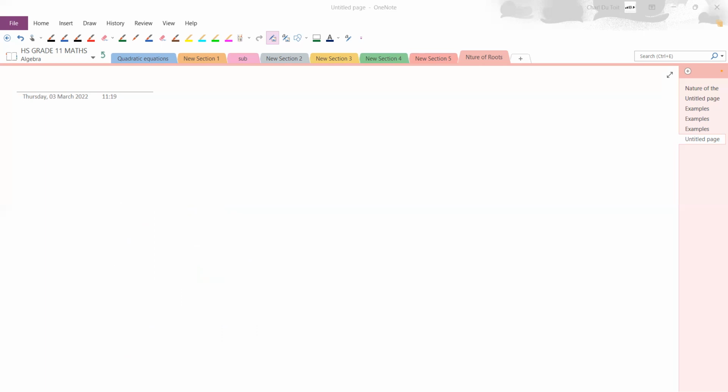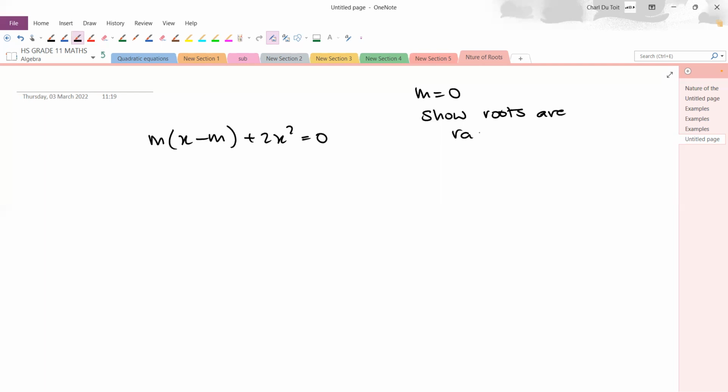So, okay, which number are we going to use? I'll write it. Okay, let's do 1015. I'm giving you m times (x minus m), and then they have plus 2x squared equals 0. And they said, look, show that the roots of that are rational for all values of m.